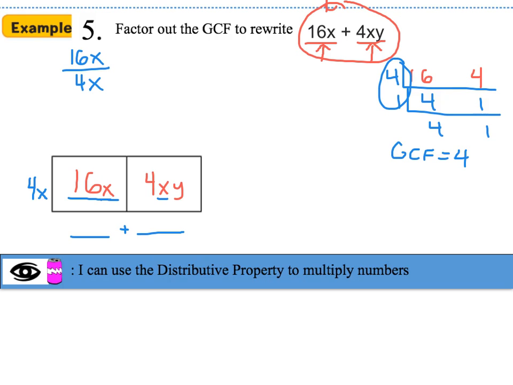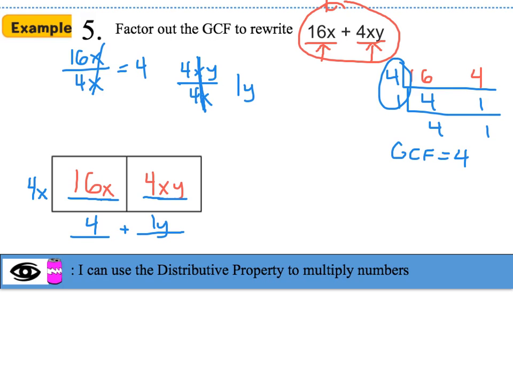So let's take a look at this. 16 divided by 4 is equal to 4, but the x is crossed out, so my length is just 4. And then on the other side, we can take 4xy divided by the greatest common factor, which is 4x. We know that 4 divided by 4 is just 1. And watch the x's go away because they cross out, and the only thing I have left would be a y. So the length of the second model would be 1y.